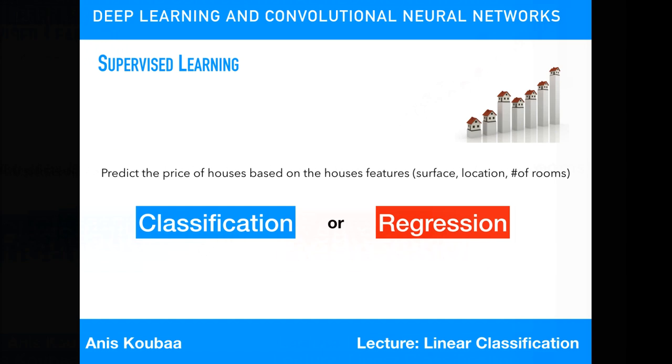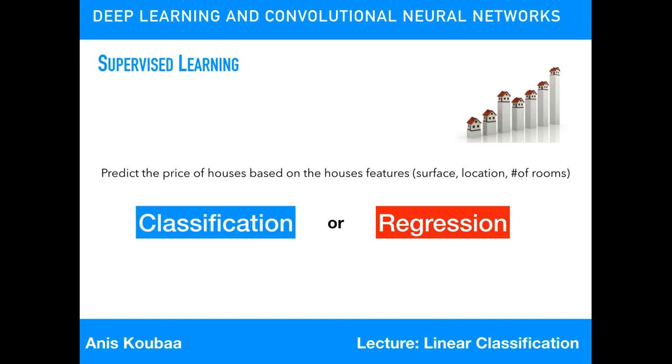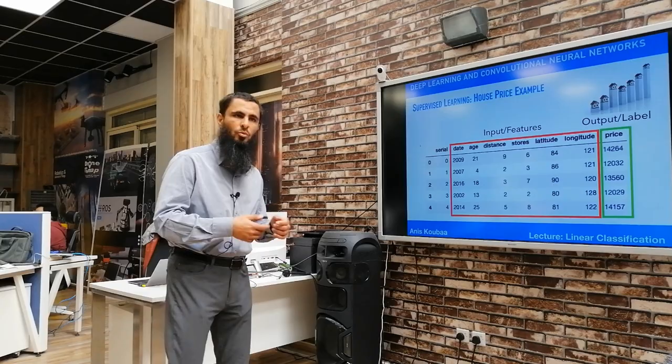Now, if I give you this question, predict the price of houses based on the house's features, surface, location, number of rooms. Is this a classification or a regression? Because the output is a price, and the price is actually a numerical value. So here, we are dealing with a regression problem, okay, not a classification problem. So this is an example, and we will do this with a neural network in TensorFlow, but let me introduce the data here. Imagine that you have a data.